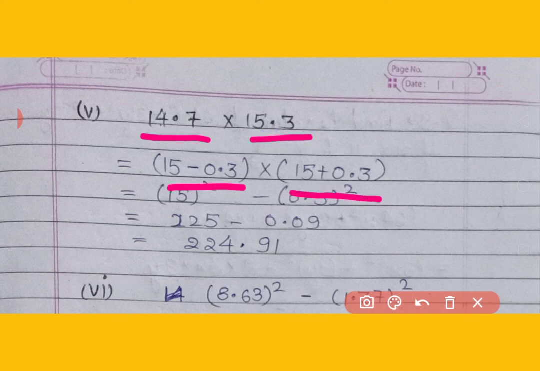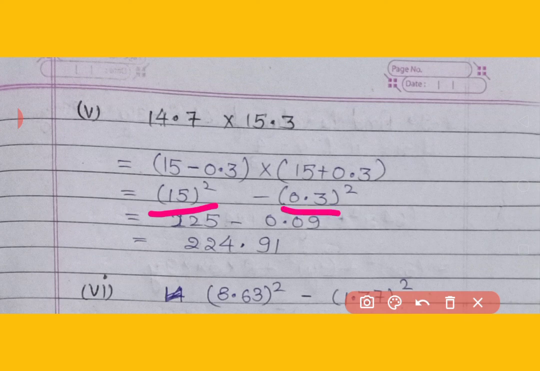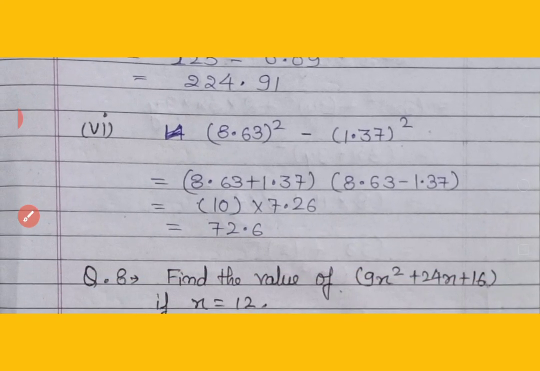Now these numbers are in the form of a minus b, in the second bracket a plus b. So we will use the formula a square minus b square. A is determined as 15 and b is determined as 0.3. So a means 15 square is equal to 225, and 0.3 square is equal to 0.09. And after the subtraction we are getting the answer 224.991.